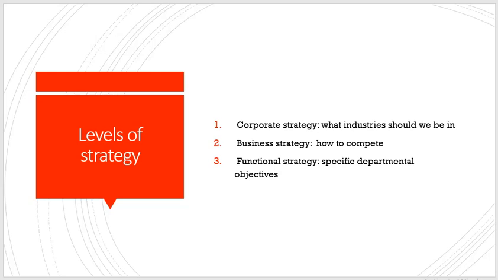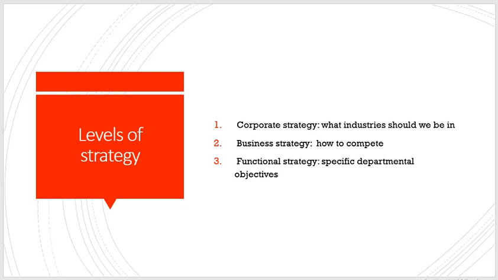So strategy is divided into 3 levels. We have corporate, business, and functional. A corporate strategy looks at the whole business that we are in. So what industries, for example, should we be in? Or what should we do to have more employees, or to have more customers? That's corporate strategy at a higher level.